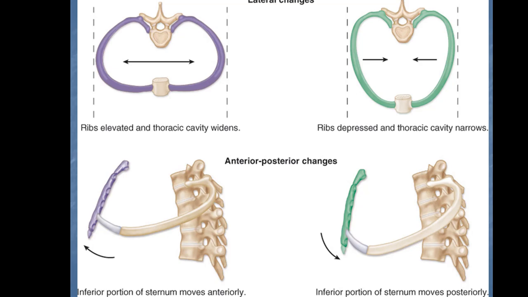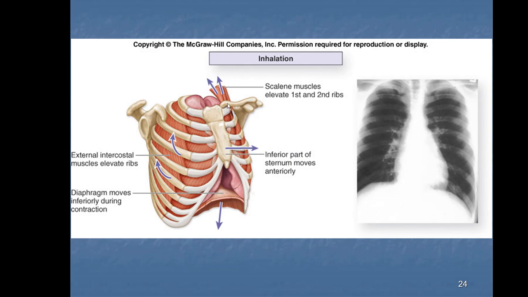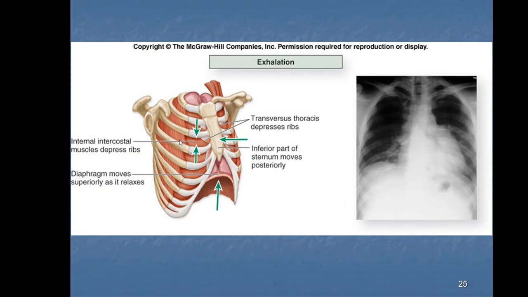All right, so this is kind of just showing how the rib cage expands and recoils during inhalation and exhalation. So inhalation, ribs elevated, and the thoracic cavity gets wider. Exhalation, the ribs are pulled down and that thoracic cavity narrows. And these are the muscles I was talking about. Scalenes we didn't cover, but here's your external intercostals pulling the ribs up during inhalation. During exhalation, internal intercostals pulling the ribs down.